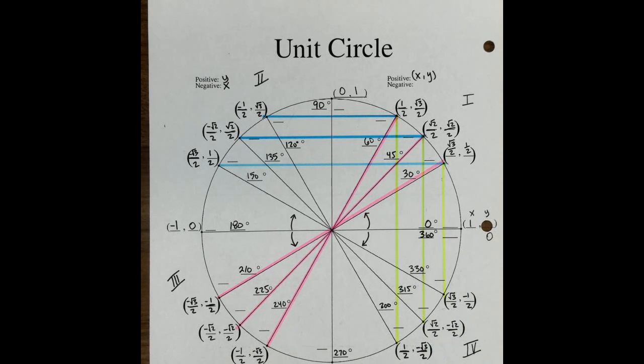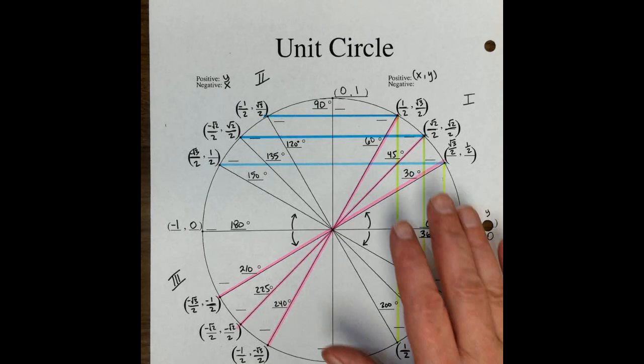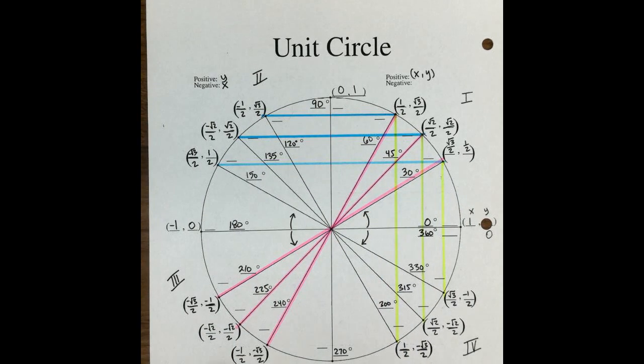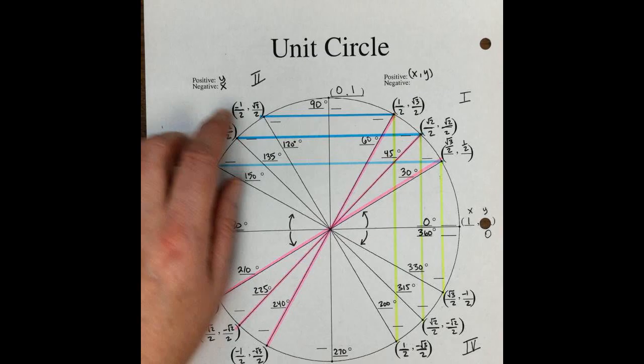Alright, kiddos. That is the unit circle. This is what you're going to have to memorize. You're going to use this a lot in pre-cal, so you need to be able to go between the quadrants and know what is positive, what is negative.